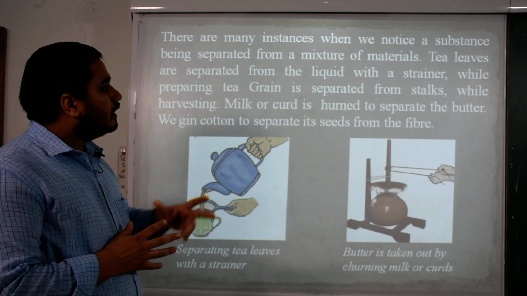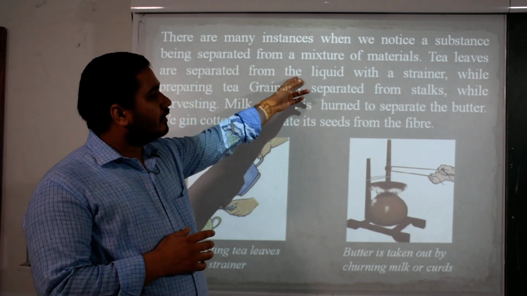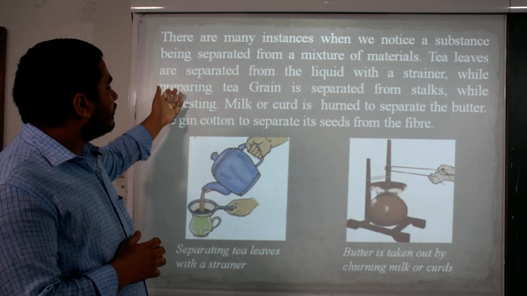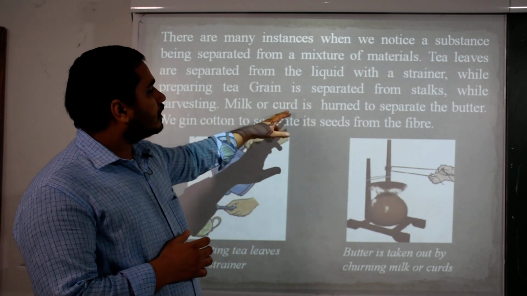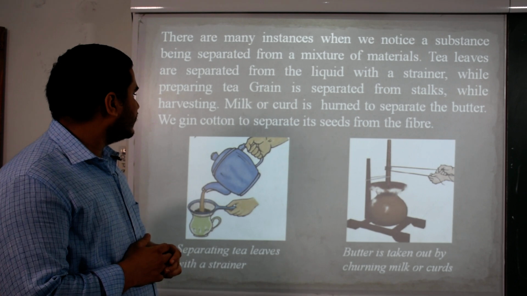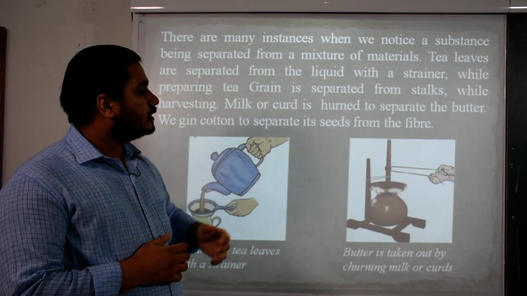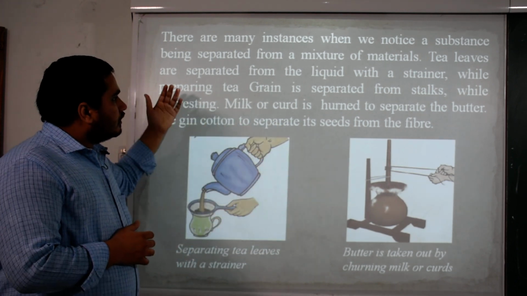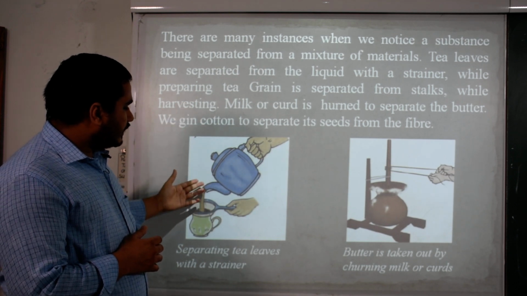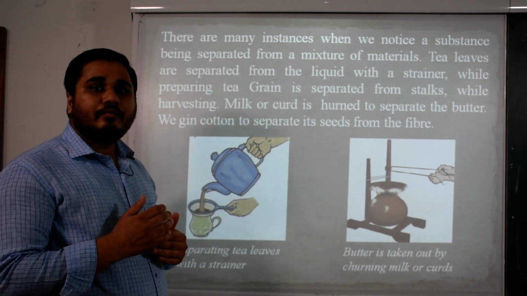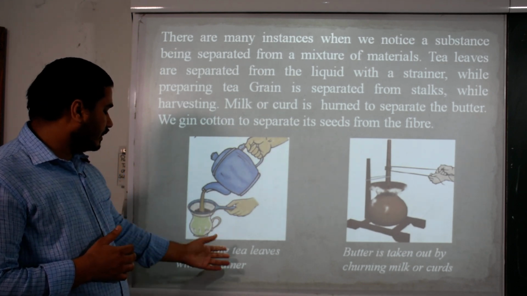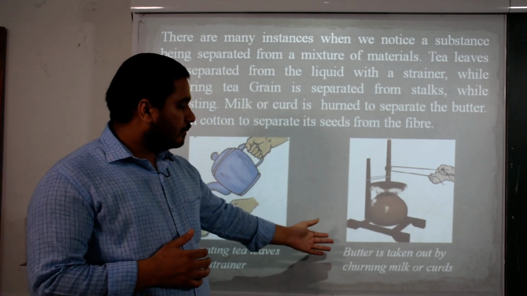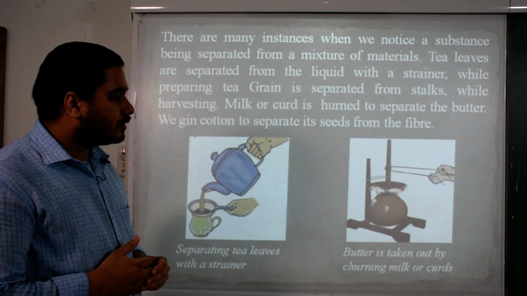of material. Tea leaves are separated from the liquid with a strainer while preparing tea. Grain is separated from stalks while harvesting. Milk or curd is churned to separate the butter. We gin cotton to separate seeds from the fiber. This introduction will be clearer in these two pictures, where we show two separations of substance: separation of tea leaves with a strainer, and butter taken out by churning milk or curd.